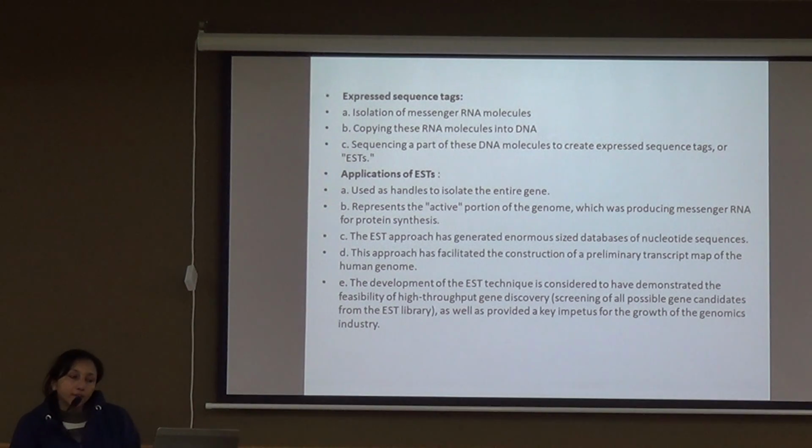So, copying these RNA molecules into DNA, the DNA which is formed from RNA is known as cDNA. Sequencing a part of these DNA molecules creates expressed sequence tags or ESTs. In short, expressed sequence tags are known as ESTs. The cDNA which is created is formed out of the mRNA, and mRNA is a product of expression of DNA, that is why we name them expressed sequence tags.